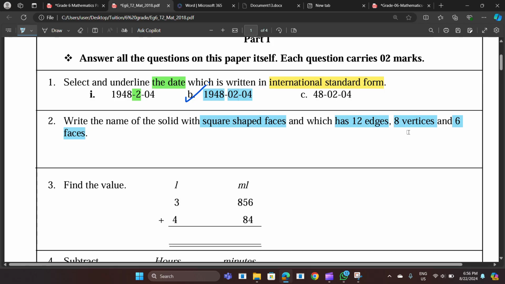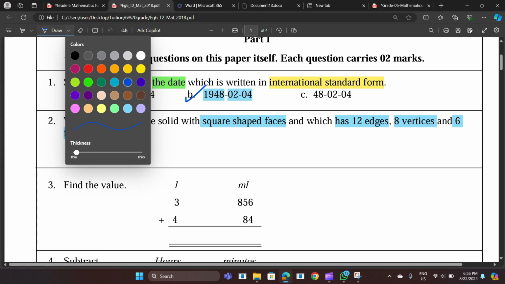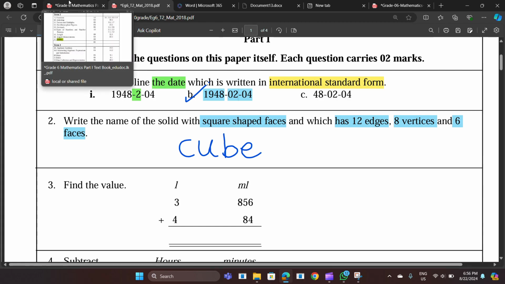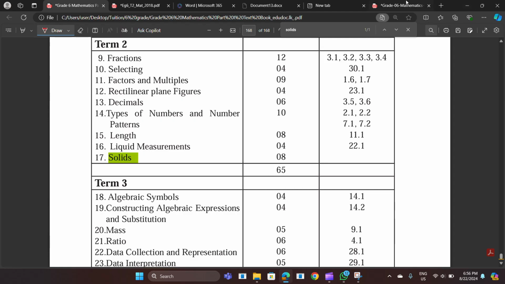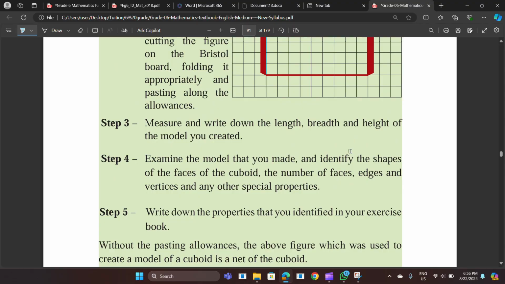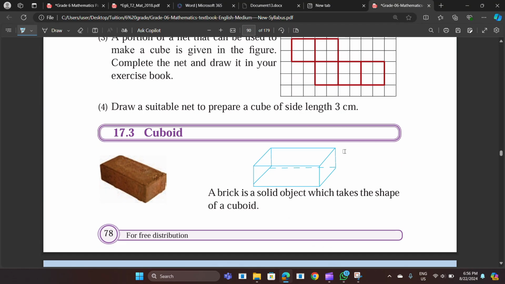So now you know the answer. We have learned about a cube, so the answer for this is cube. It is a cube. In the solid chapter, you have to learn about more solids. Let's move to them very quickly. This is the other one.